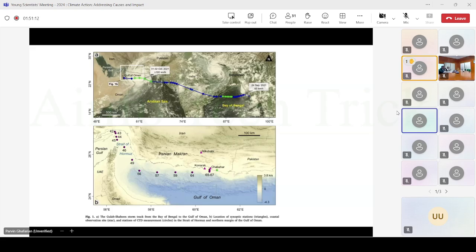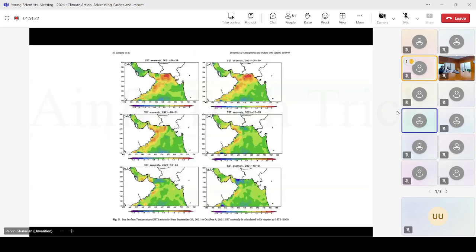Before Cyclone Shaheen passed on September 29, sea surface temperature in the northeast of the Gulf of Oman was around 31 degrees Celsius, and near Chabahar, located in this area, it was about 29 degrees Celsius. The SST in front of the cyclone was about 3 degrees Celsius higher than the long-term average, which helped strengthen the cyclone.